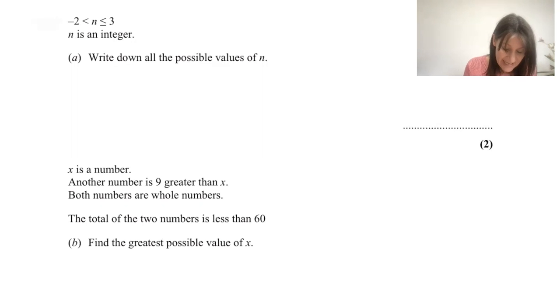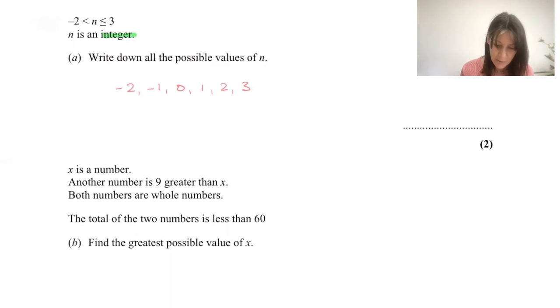Okay, so n is an integer. So that's my first keyword. Integers are positive or negative whole numbers. And the inequality that I've been given shows me a range of numbers. I've got -2, -1, 0, 1, 2, and 3. Those are all the integers within that range.